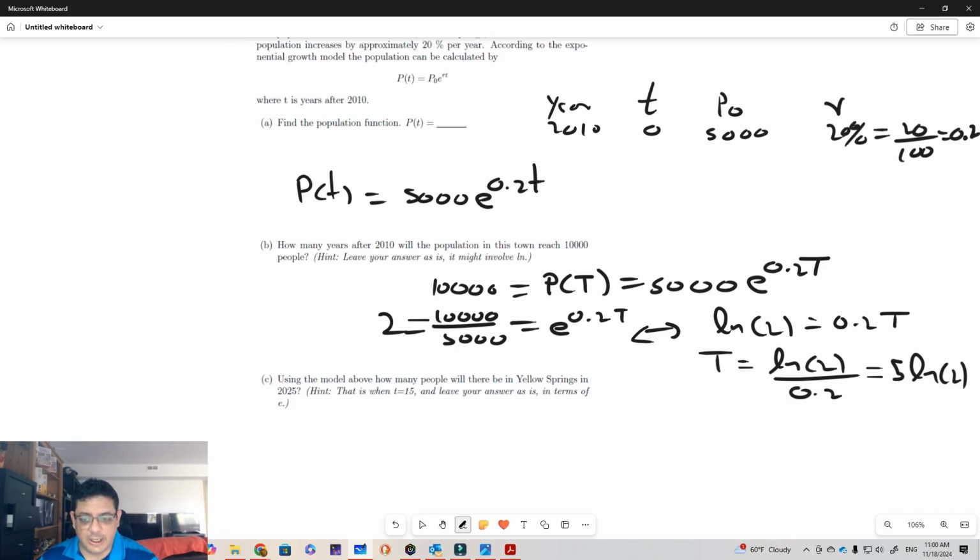And finally, on C, we have the population in 2025. Notice that this is when t equals 15. So 2025, this means 15 in here. And so we're trying to do P of 15. But we already know the formula, so we just have to plug in 15 here.